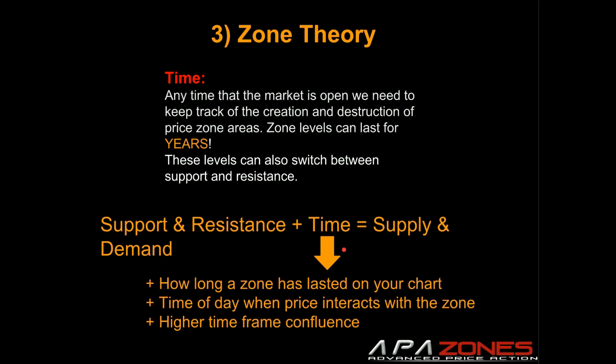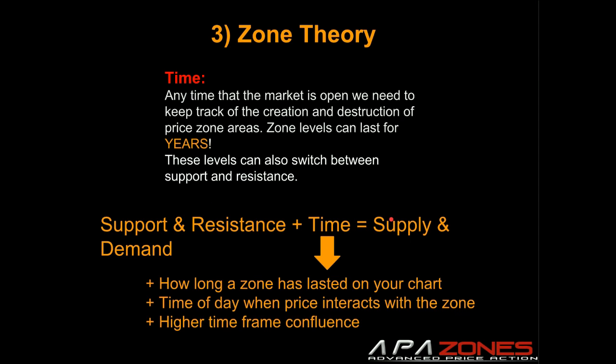Now, we said that there is a difference between support and resistance and supply and demand. So for all you equation buffs out there, here's the equation behind it: support and resistance plus time equals supply and demand. When I came up with this, I was like, duh. What do I have moving on my price chart? Well, I have price moving, but it's moving over time. What a concept. It was one of those light bulb moments, and it seems so simple, but it's so amazing how this can elude so many of us. So what we do for you is we can identify all these areas for you.